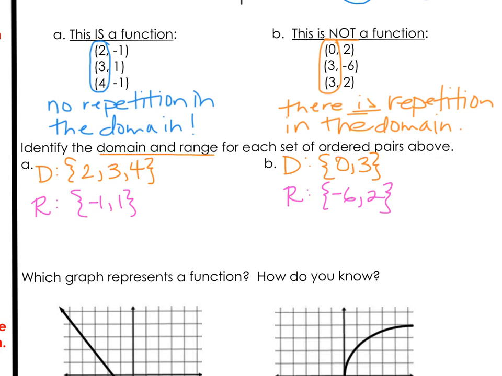How did it go? Notice for my domain in part A, I just wrote them in order: 2, 3, 4, but for the range, we only had -1 and +1. Even though -1 repeats, it's still a function because that doesn't affect our input or our domain. For example B, we only have 2 possible choices for the domain, 0 and 3, and again, only 2 possible choices for our range, -6 and 2.